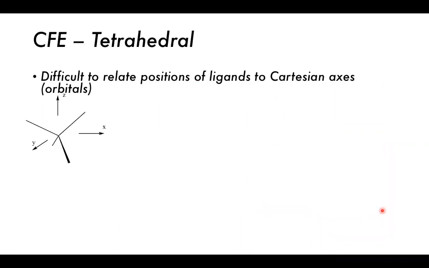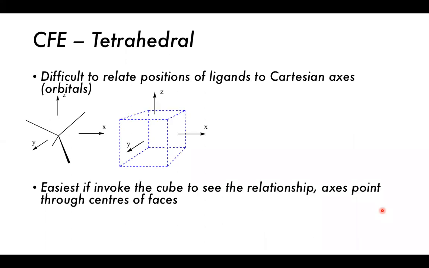Tetrahedral case then. So these are a little bit more difficult to relate to the Cartesian axes or the orbitals. However, it is possible to do it. It just means that a lot of the repulsion is not going to be direct with the d metal orbitals. A lot of it is going to be kind of glancing or sideways on. But ultimately what happens is that it's effectively the inverse of the octahedral case, where the total splitting energy becomes less than half because of this lack of direct repulsive force.